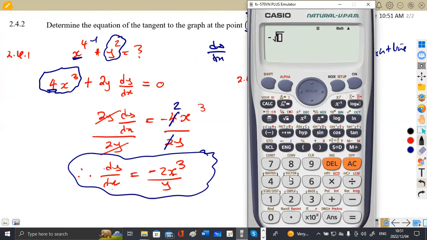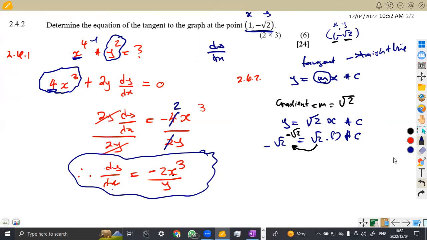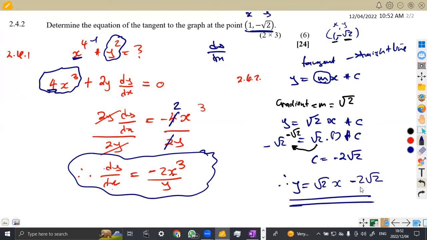Okay, let's just use your calculator. Minus square root of 2 minus square root of 2. That's negative 2 square root of 2. So that's the value of c. So c is equal to minus 2 square root of 2. So therefore, y can be written as mx, which is square root of 2 x. So we're going to have square root of 2 x plus c. Our c is minus 2 square root of 2. So that's the equation that we are going to have at the end.